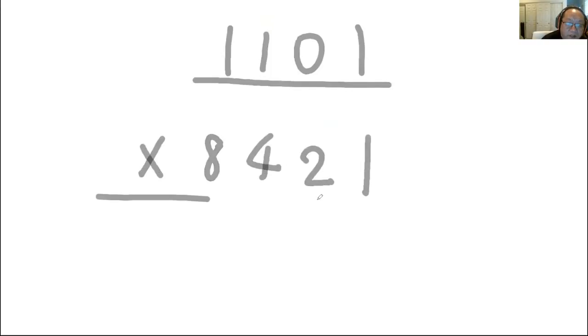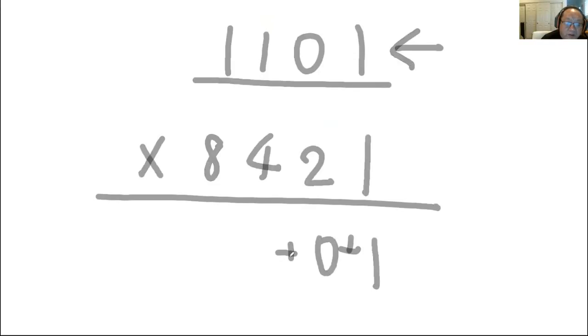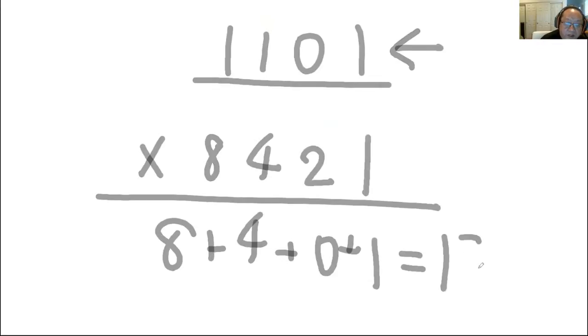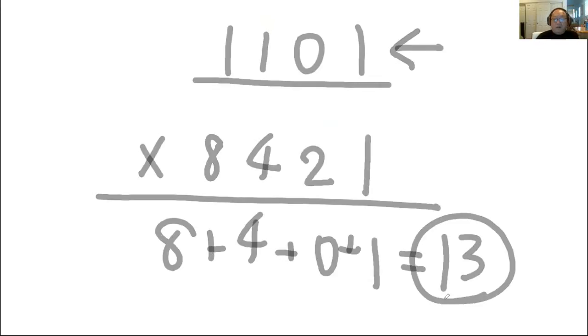So we multiply by this. This number actually represents 1 plus 0 plus 4 plus 8. This one represents 13. Is that okay? So far, okay? If you have a question, let me know, okay?